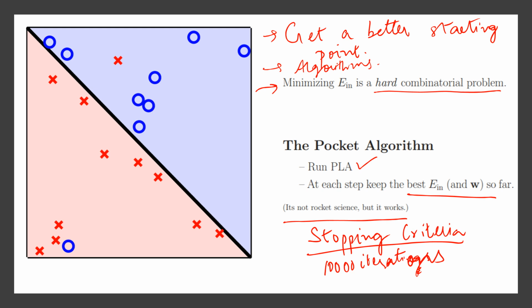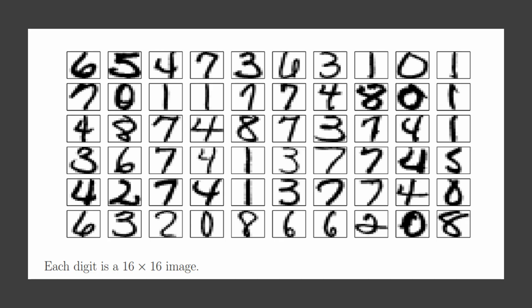So let us try to see how we can get that. Obviously this cannot ensure the best E in, right? Because again, we are not optimizing over the entire problem. But of course, we can get a reasonable one. And let's look at this pocket algorithm in action with an actual data set. So let's look at this digits data set.